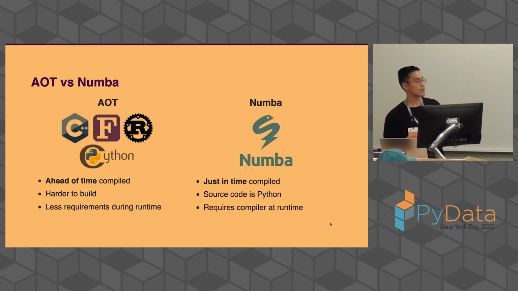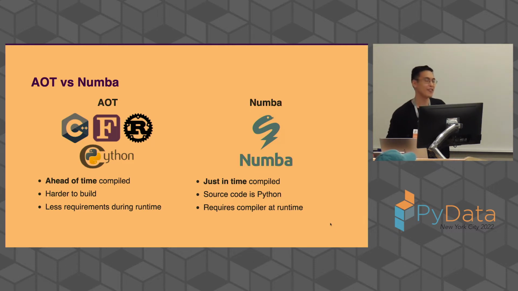Numba is nice because the source code is Python. As we saw before, you could just write normal Python and add the Numba decorator, parallel. But the downside is that it requires being compiled at runtime because it's just-in-time compiled. So those are the options you have to weigh. As it says here, Numba does have ahead-of-time compilation. It's just not as full-featured as just-in-time compilation. So that's these two things. I mentioned Rust here.